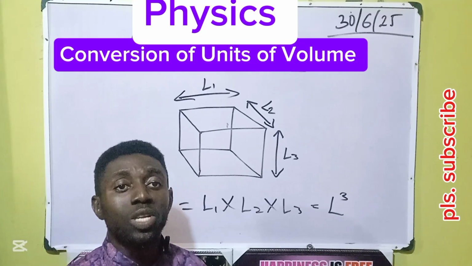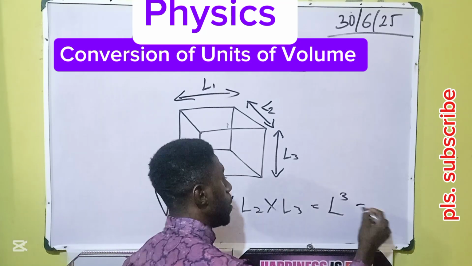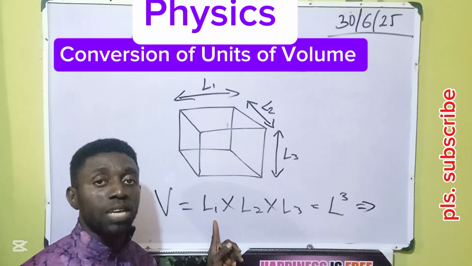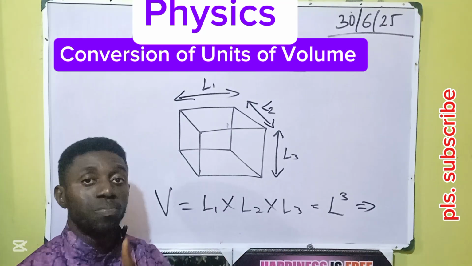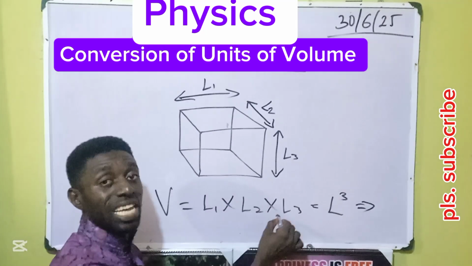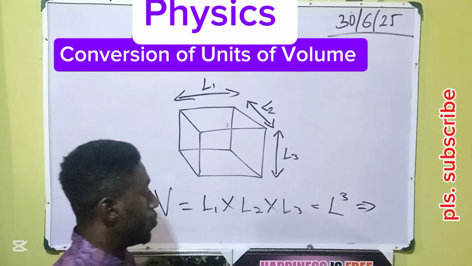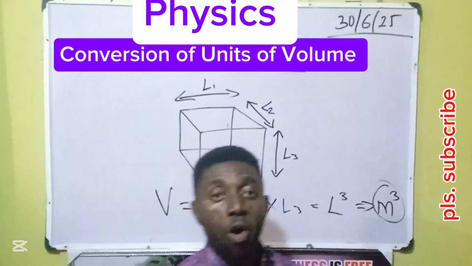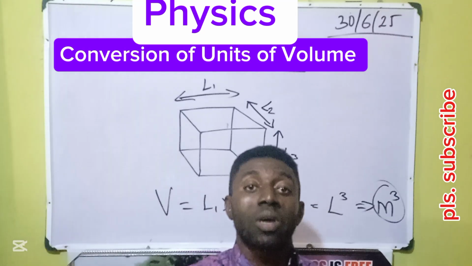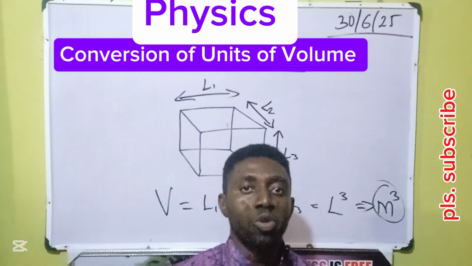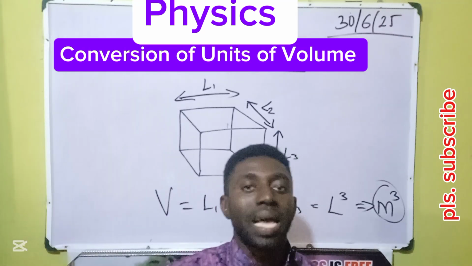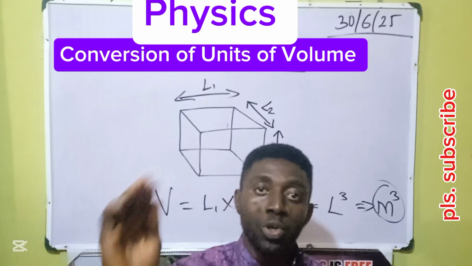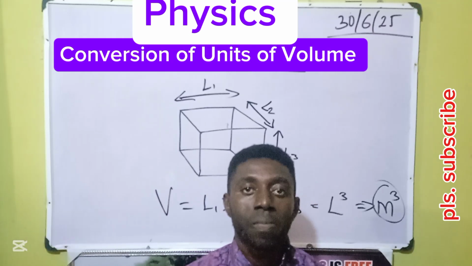And that implies that the unit of measurement for volume will be... you ask yourself, what's the unit of measurement? The SI unit of measurement for length, that is meter. Meter times meter times meter will give us meter cube. Therefore, the most acceptable unit of volume is meter cube or cubic meter.